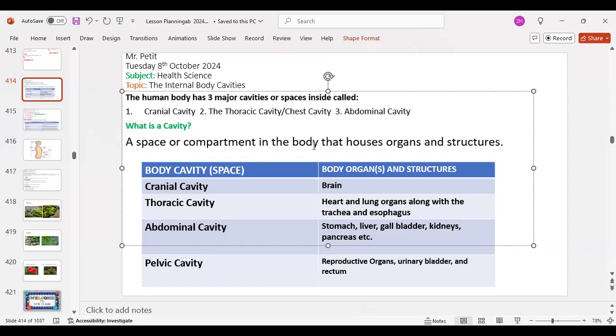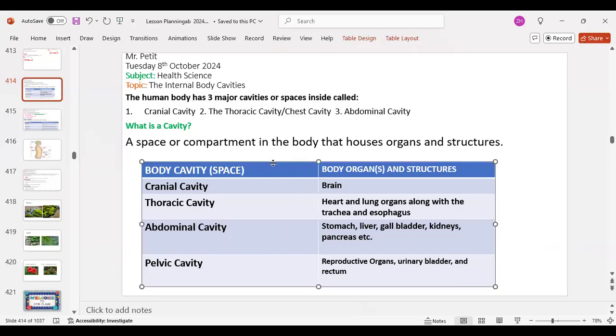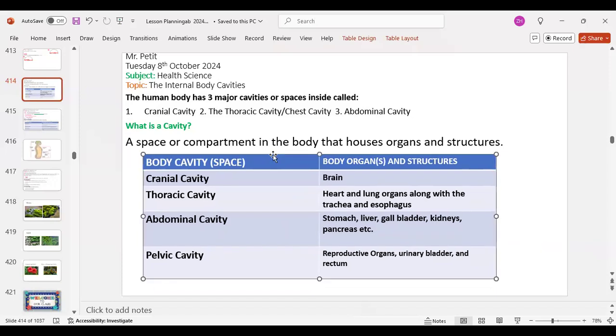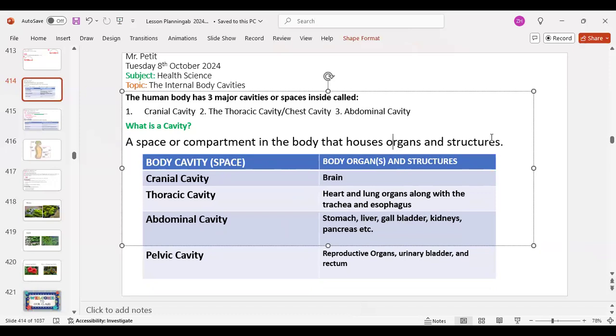So inside the pelvic cavity, we have the reproductive organs, the urinary bladder, and the rectum. Inside the abdominal cavity, we have the stomach, the liver, the gallbladder, the kidneys, and the pancreas. All right.